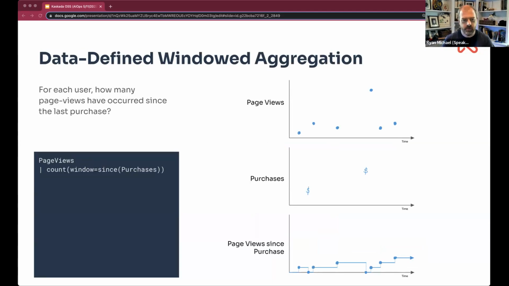Each time the user makes a purchase, we're going to reset the aggregation. And then each time they view a page, we're going to increment it, right? So it's a pretty simple explanation. We're moving through time. So, to be honest, the last few slides that we looked at, they're pretty basic, right?